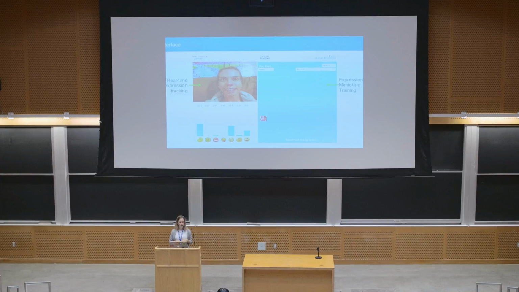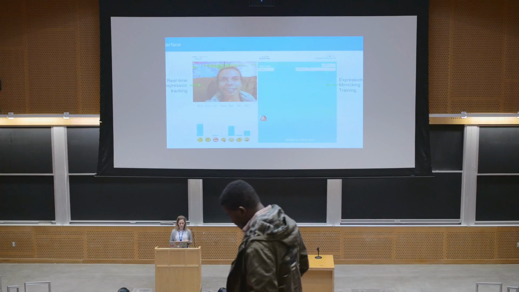This is a screenshot of the EmoTrain platform, where we see that on the right-hand side, a user is given faces that they have to mirror, and as we see, our work in real-time expression tracking is used for the platform to judge if the user is performing that emotion correctly.